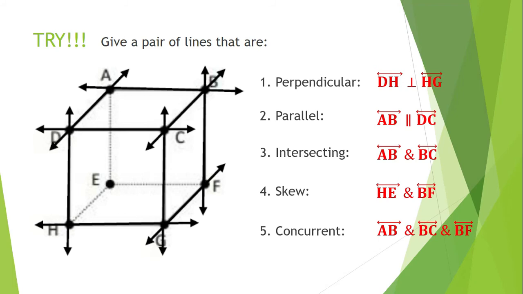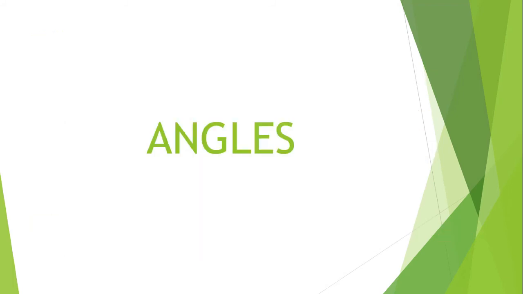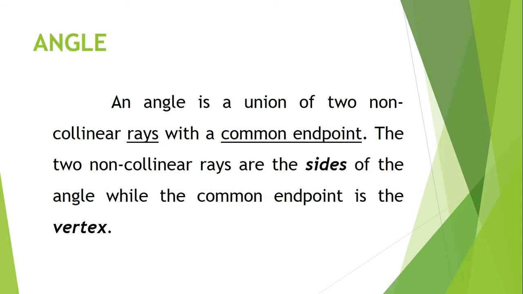Did you get that? So if you got that point, then let's proceed to the next lesson, which is on angles. I know some of you already have prior knowledge on this lesson since you tackled this before in your lower mathematics. Angles. An angle is a union of two non-collinear rays with a common endpoint. The two non-collinear rays are the sides of the angle, while the common endpoint is the vertex.